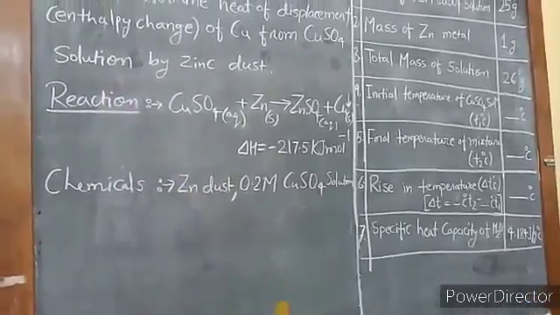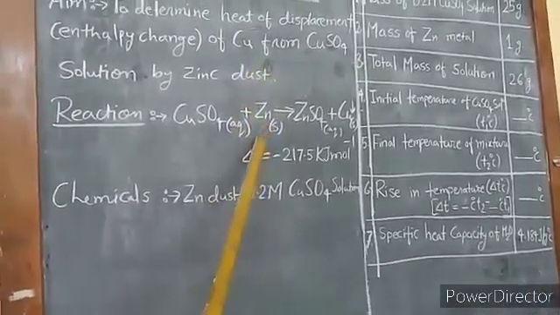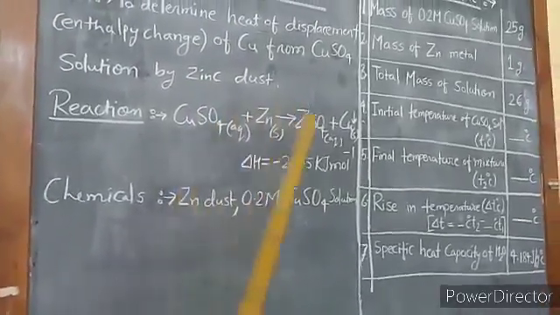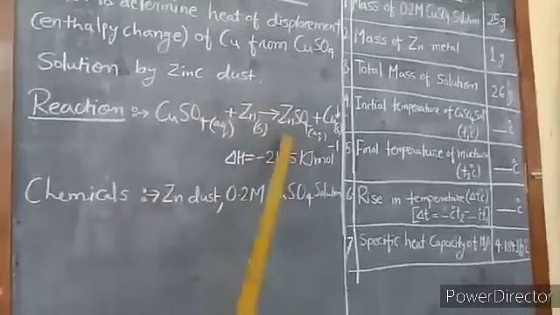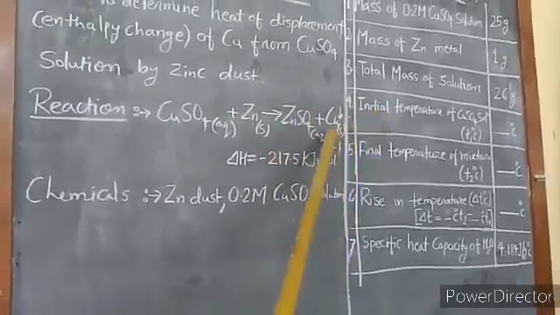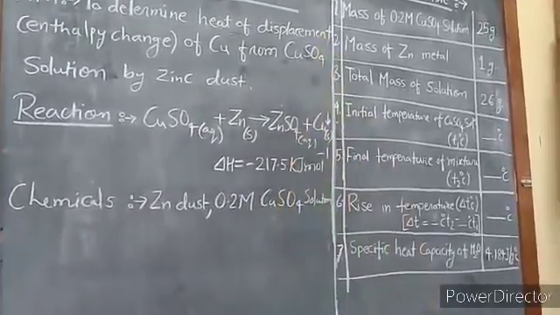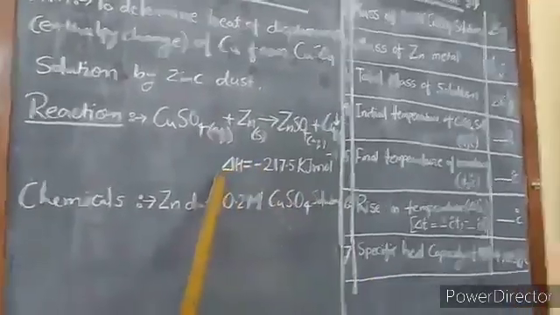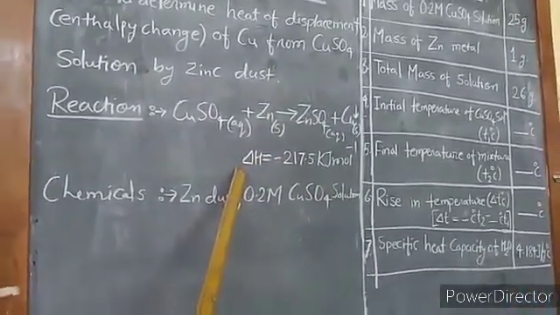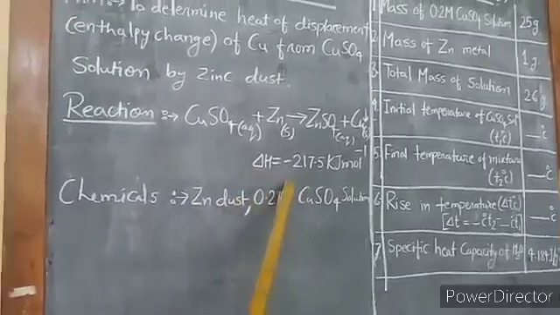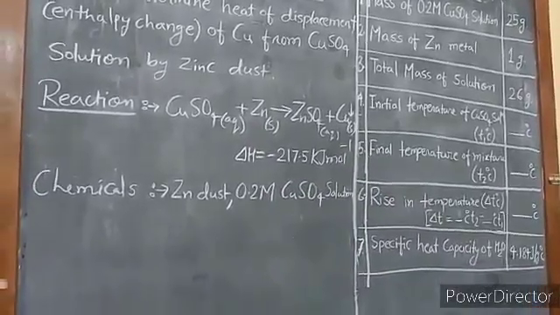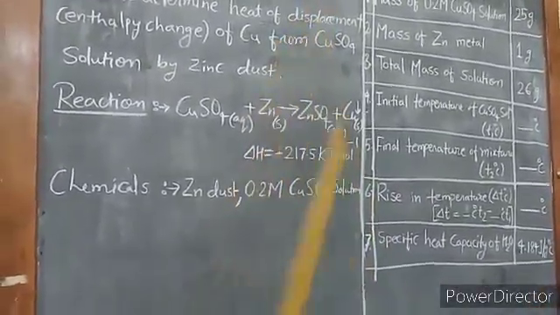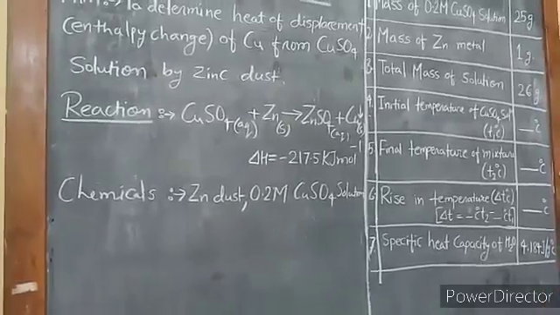Now, what reaction is taking place? When you add 1 gram zinc dust to copper sulfate aqueous solution, zinc displaces copper from copper sulfate solution and forms zinc sulfate, while the copper gets precipitated. The standard enthalpy of displacement of copper from copper sulfate solution by zinc is minus 217.5 kilojoule per mole. Next, we have to discuss the observation table.